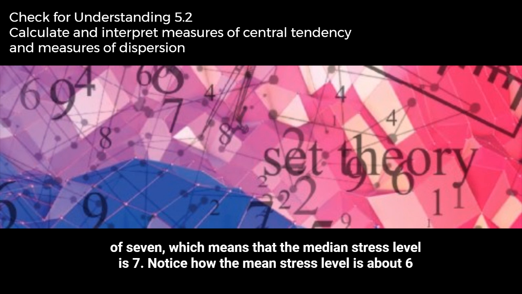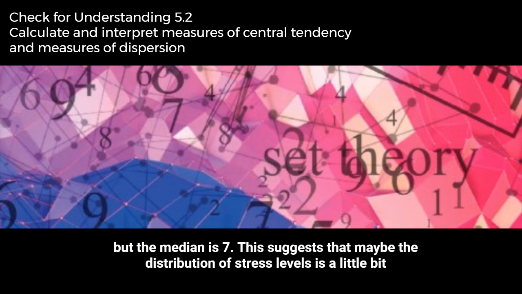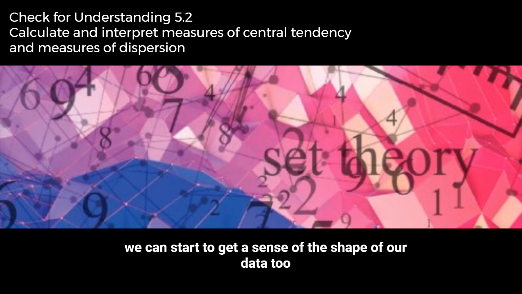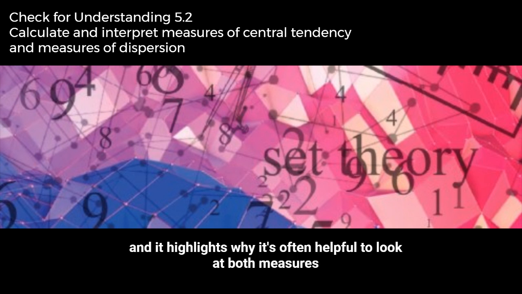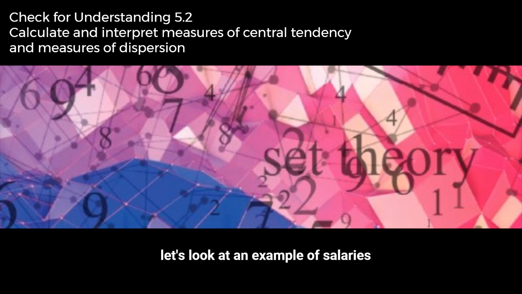Notice how the mean stress level is about 6.5, but the median is 7. This suggests that maybe the distribution of stress levels is a little bit skewed towards the higher end. Okay, so by comparing the mean and the median, we can start to get a sense of the shape of our data too. That's interesting. It is, and it highlights why it's often helpful to look at both measures. Yeah. Now, to really drive home the point about outliers and how they affect the mean and median, let's look at an example with salaries.